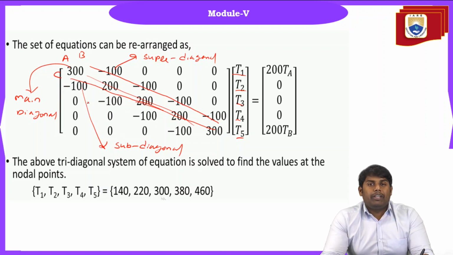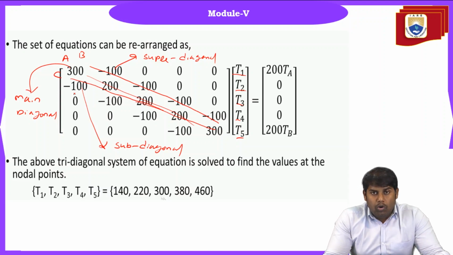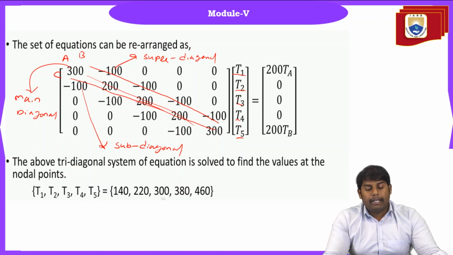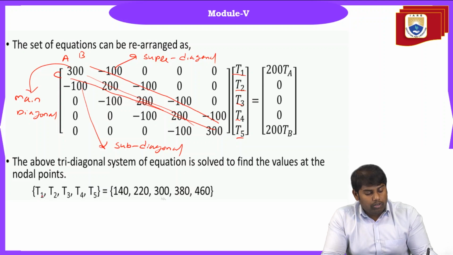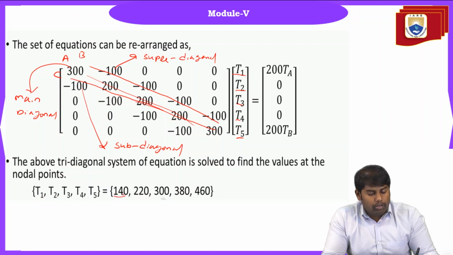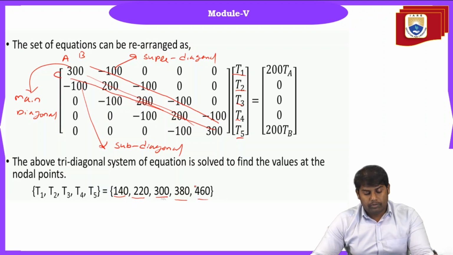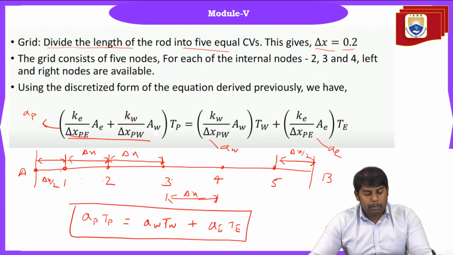So when we do arithmetic operations in terms of a lower triangular matrix or upper triangular matrix, we can find the determinant easily and solve the equations. So when we solve, initially the temperatures are T1 is 400, T2 is 220, T3 is 300, T4 is 380, T5 is 460. So how? You can see here.